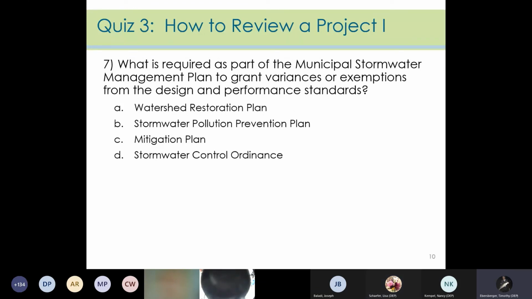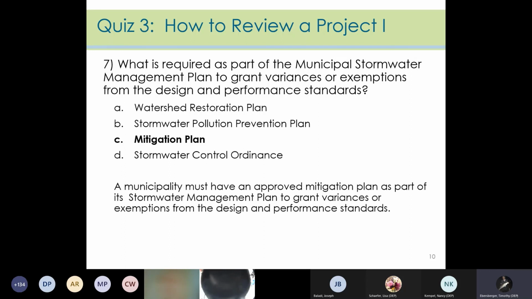What is required as part of the municipal stormwater management plan to grant variances or exemptions from the design and performance standards? C, mitigation plan. Municipality must have an approved mitigation plan as part of its stormwater management plan to grant variances or exemptions from the design and performance standards. Lisa, how many got that correct? 75%. That's actually very good. This is usually answered not so correctly, so we did good changing up the PowerPoints then.